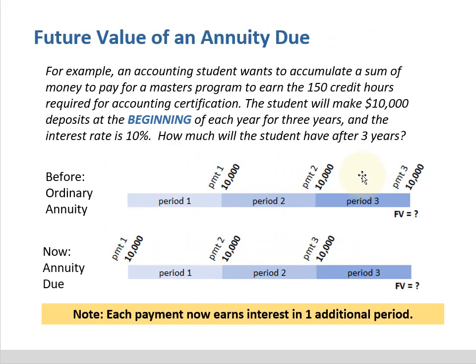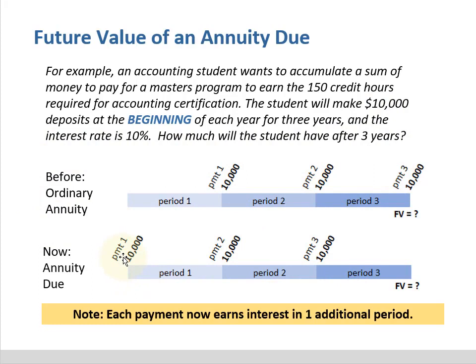Let's think back to one of our previous problems that we looked at together. We had that accounting student that wants to save money. The student's making $10,000 deposits at the beginning of each year for 3 years. The interest rate is 10%, and we're asking the question, how much will the student have after 3 years? We did this problem before, and the student was making payments at the end of each of the periods. Now we're changing the payment schedule. They're happening at the beginning, and what do you think is going to happen?